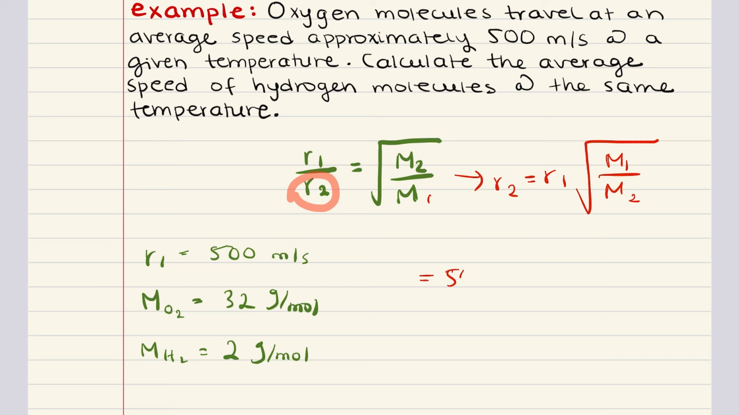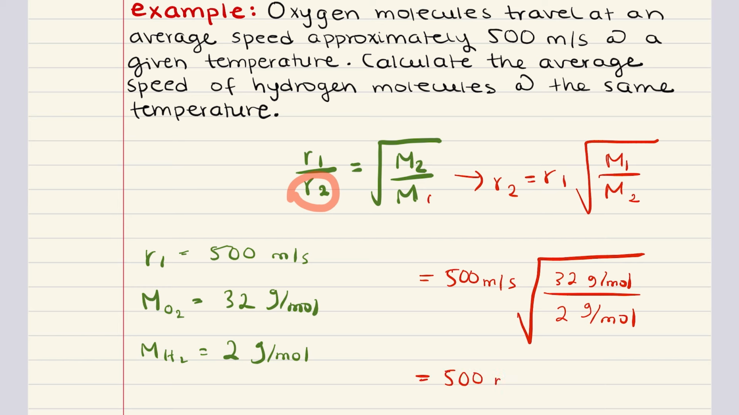R1 is 500 meters per second. Square root of the molar mass for oxygen, 32 grams per mole, divided by the molar mass of hydrogen gas, which is 2 grams per mole. Now, 32 divided by 2 is 16, and the square root of 16 is 4. So what we have left is 500 meters per second multiplied by 4, and this gives us 2,000 meters per second. The average speed of hydrogen molecules at the same temperature is 2,000 meters per second.